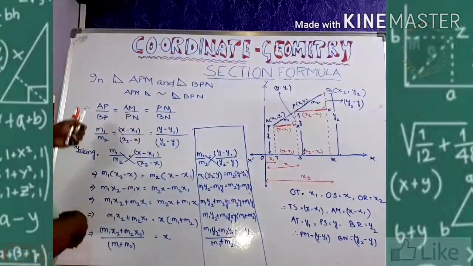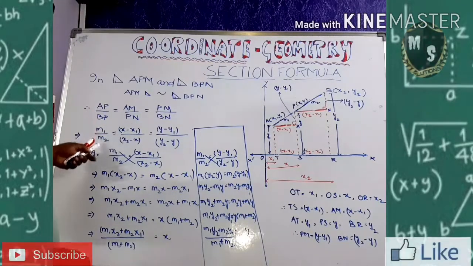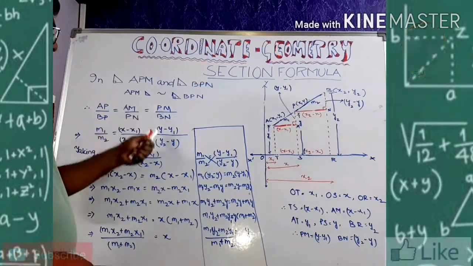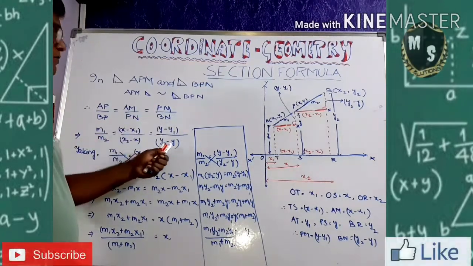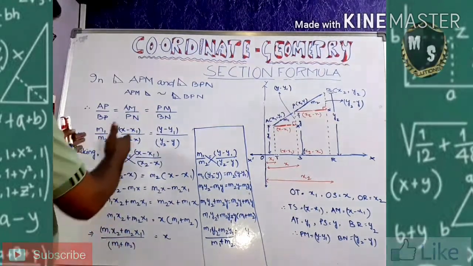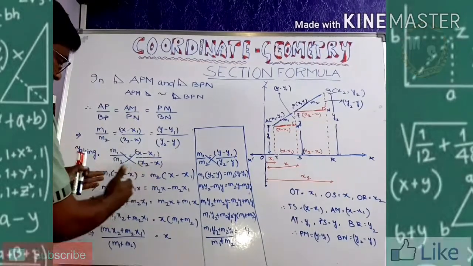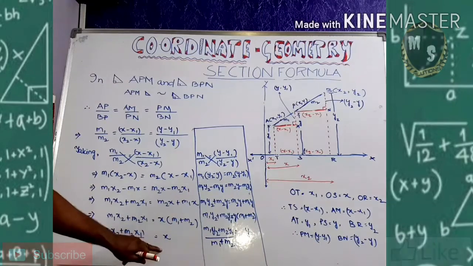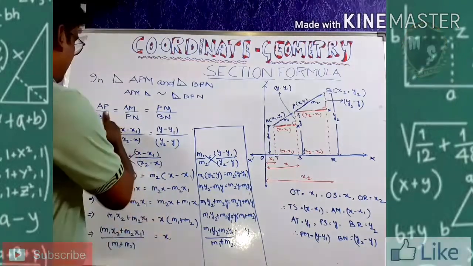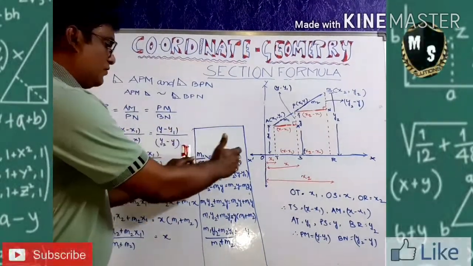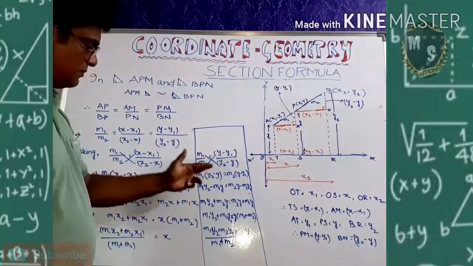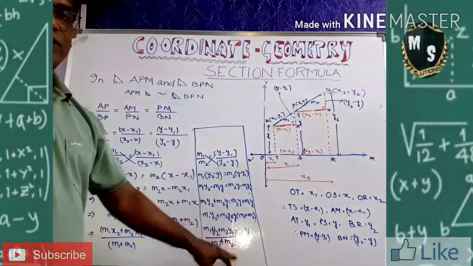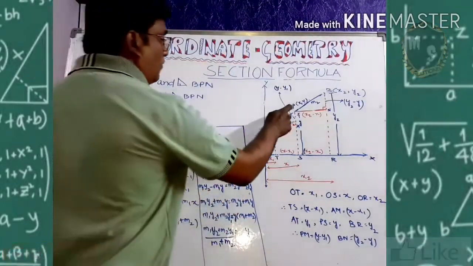Okay. So now write the measurements: AP is m1, BP is m2, AM is x minus x1, PN is x2 minus x, PM is y minus y1, BN is y2 minus y. Then take x separately and cross multiply. Do the calculation and get the point x. Then similarly, take m with y, cross multiply, and get the coordinate of y. So this is the coordinate of the point which you want to find.